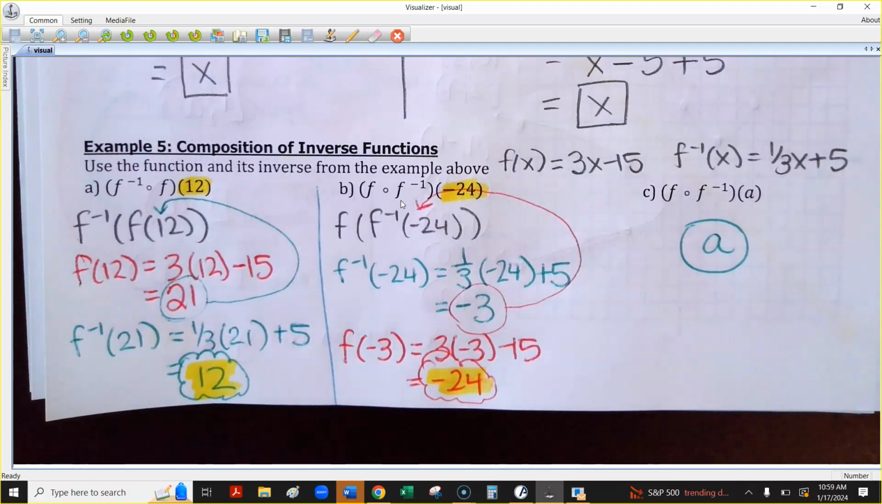So you don't need to do a bunch of work for those problems if you understand that. If you don't understand it, go ahead and go through the algebra and you can prove to yourself that you get out what you plug in if you compose a function with its inverse.